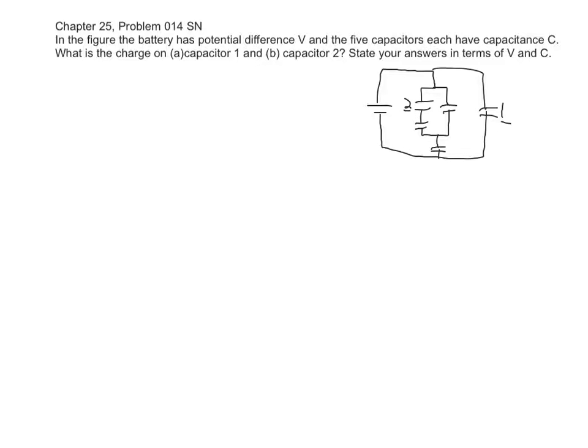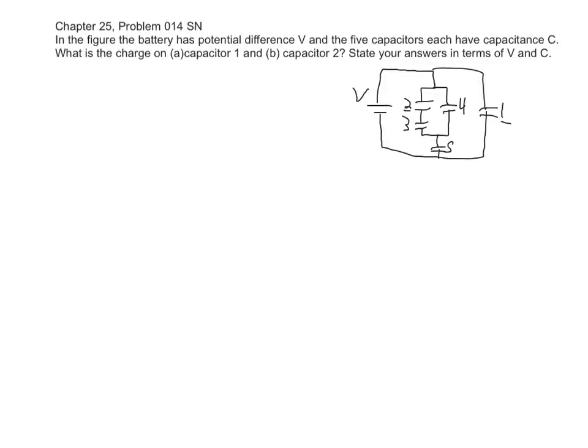We'll give the variable C to all of them, no numbers involved, and the voltage across it will be V. Okay? I decided to go ahead and number my other capacitors just to make things clear, so I'll call this one 3, this one 4, and this one 5.